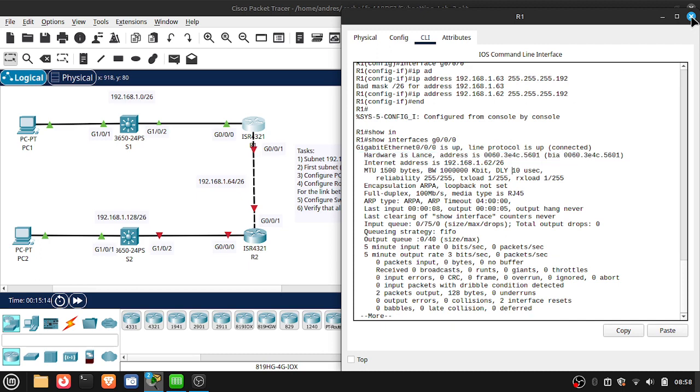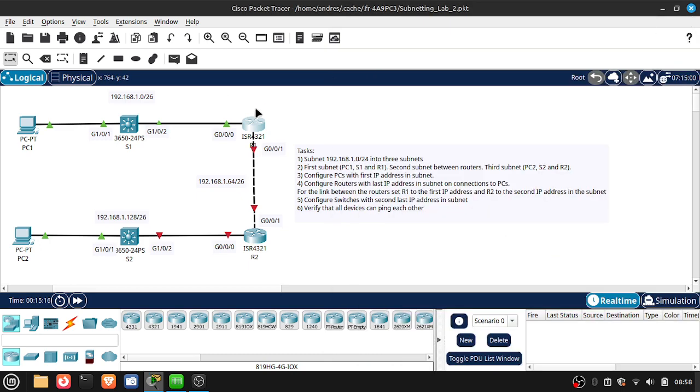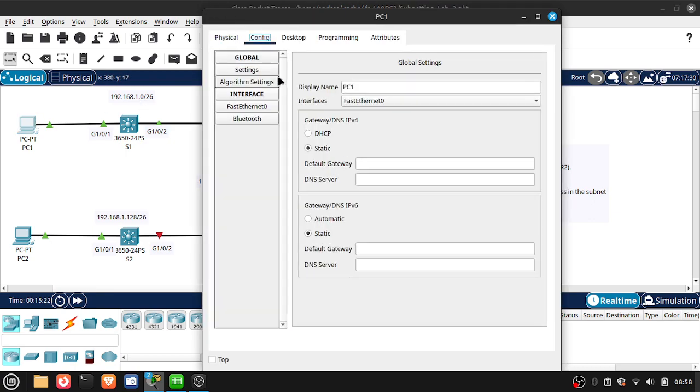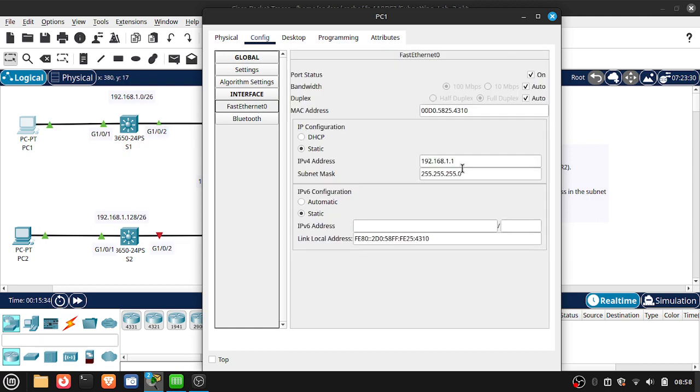So that's it. If we have already configured this, now go to the PC, config, default gateway 192.168.1.62 we set, and FastEthernet0, 192.168.1.1.